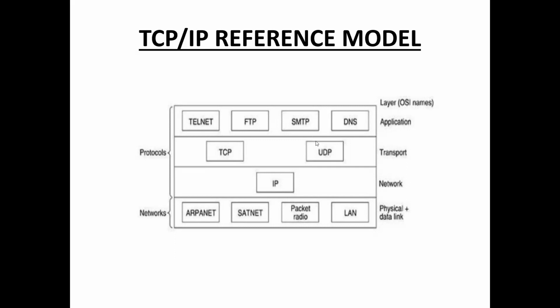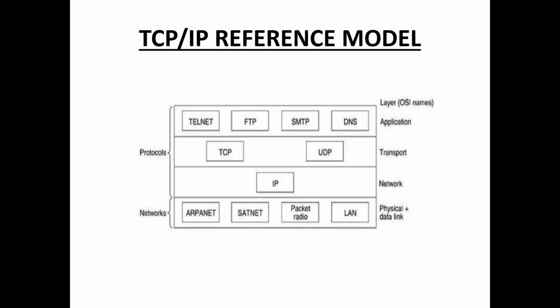Two protocols are present in the transport layer: TCP, transmission control protocol, and UDP, user datagram protocol. UDP provides a connectionless service and end-to-end delivery of transmission. This user datagram protocol is an unreliable protocol. That means UDP discovers the errors but does not specify the error.